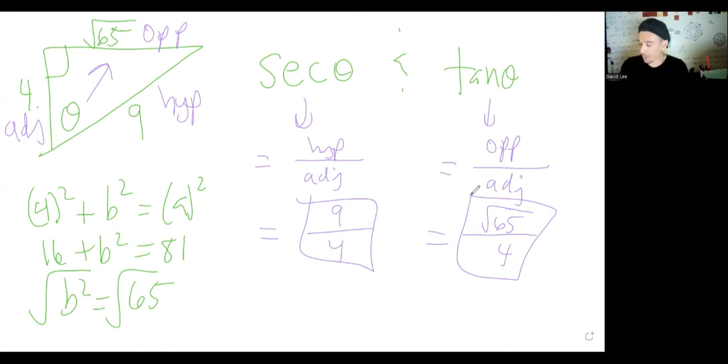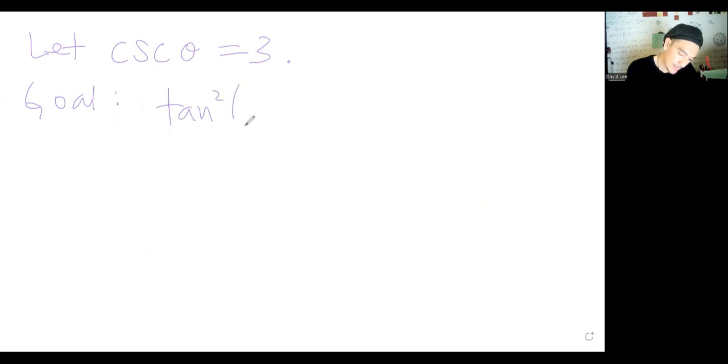So maybe we can do one more, and then I'll feel comfortable stopping there. I'm looking at my notes here. How about something like this? This is a good one to finish up with. So watch, let me clear this. This last problem will really put everything together. So why don't we let cosecant of theta equal 3? And the goal is to find tangent squared of 90 minus theta. This last problem is going to take a little while. So let's see how this goes.